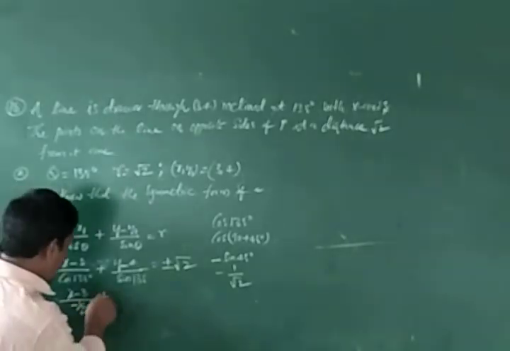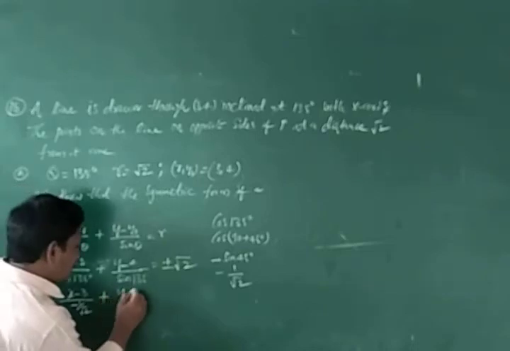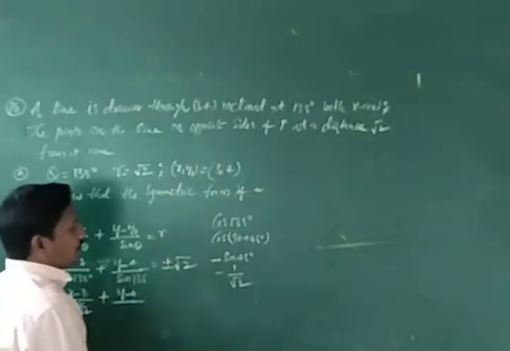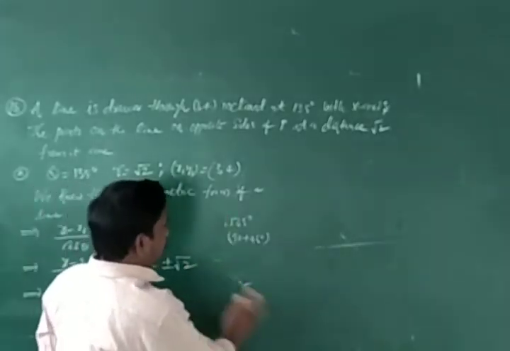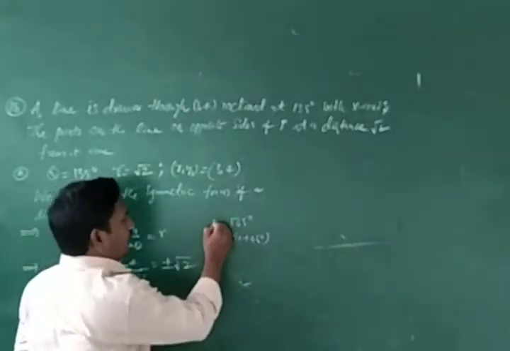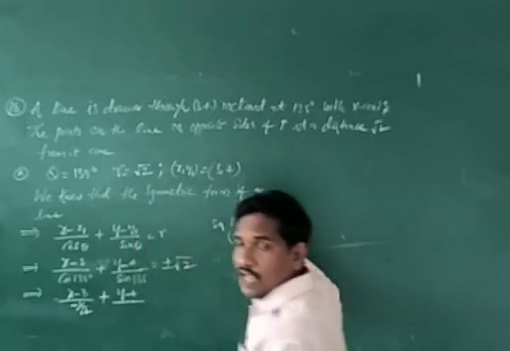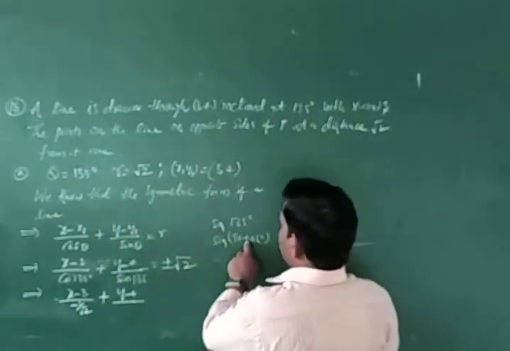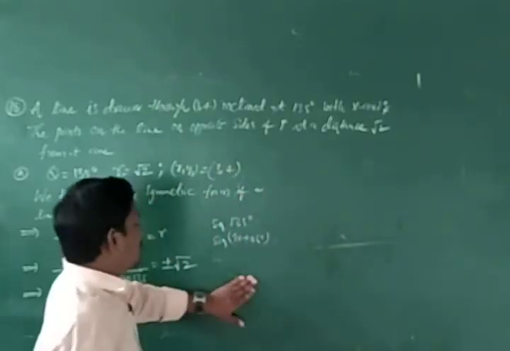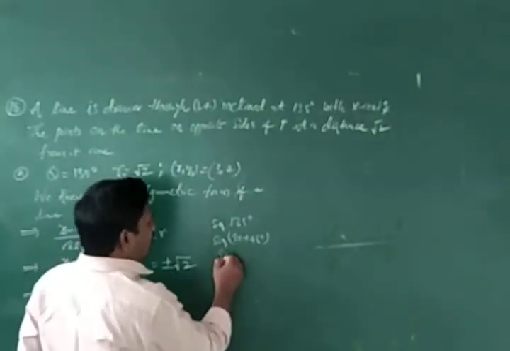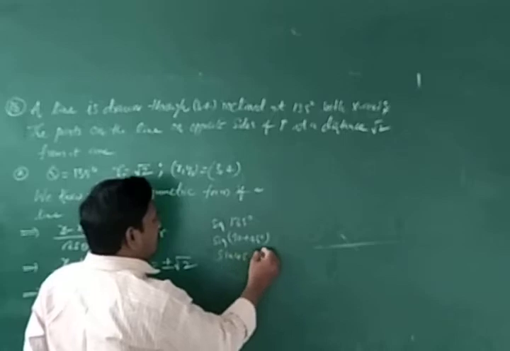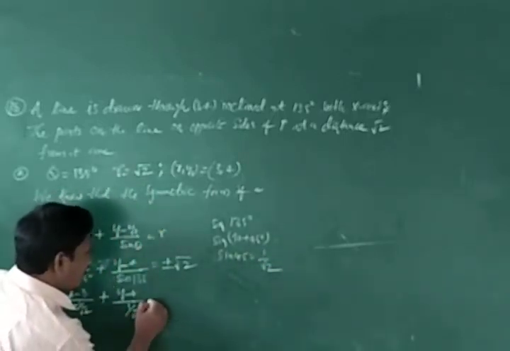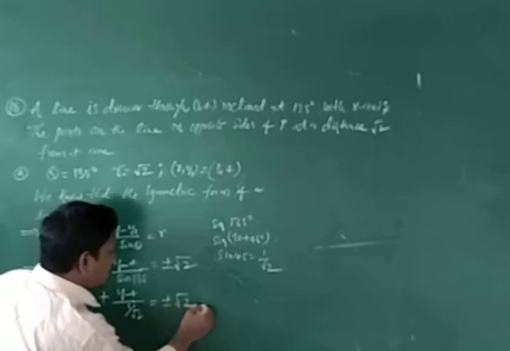Plus (y minus 4) by sin 135. Look at the sin 135 value. Sin 135 is sin of 90 plus 45. This is the second quadrant, where sin is positive. So sin 45, that means 1 by root 2. So write 1 by root 2 equal to plus or minus root 2.